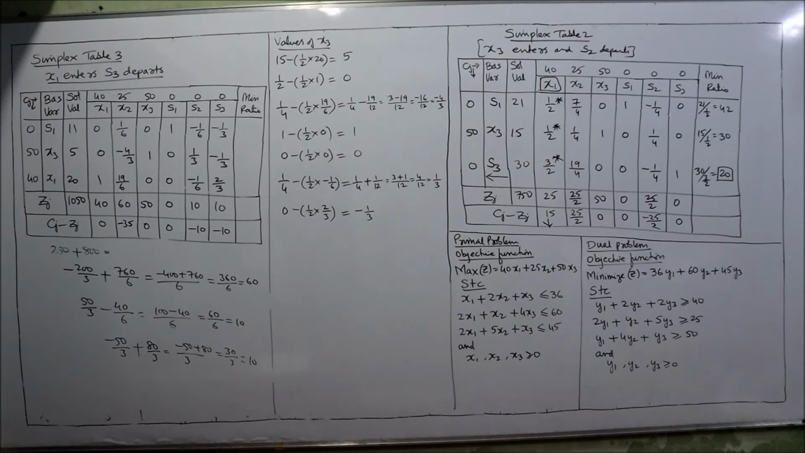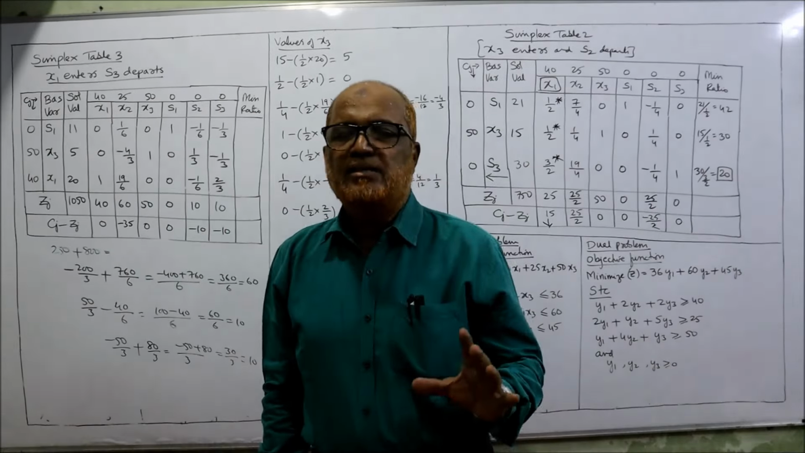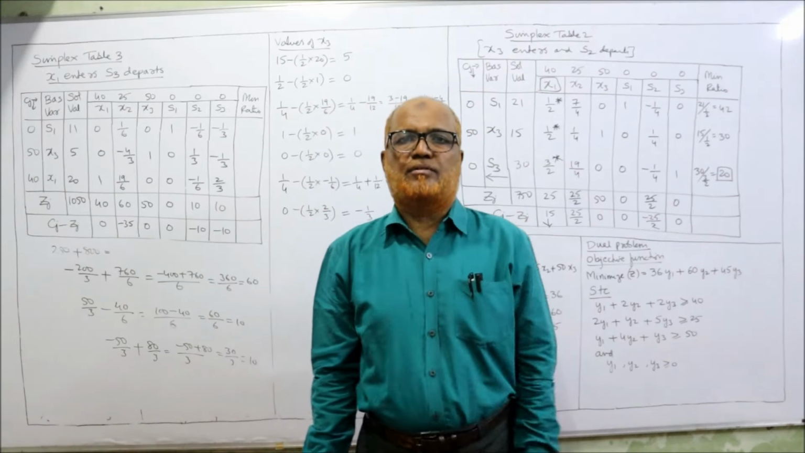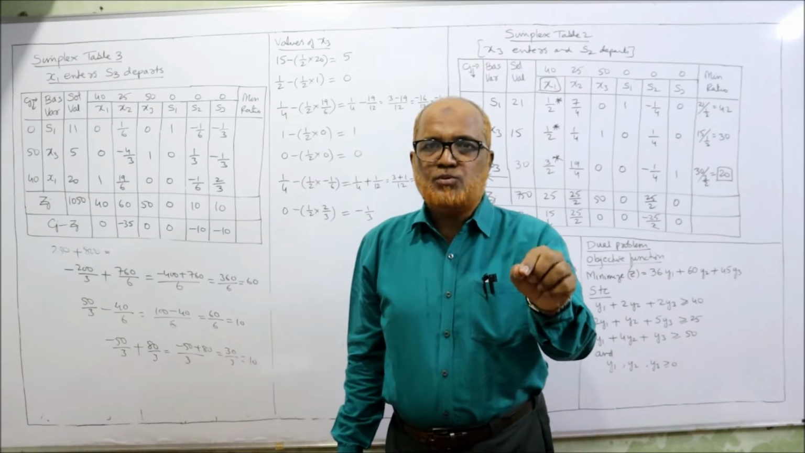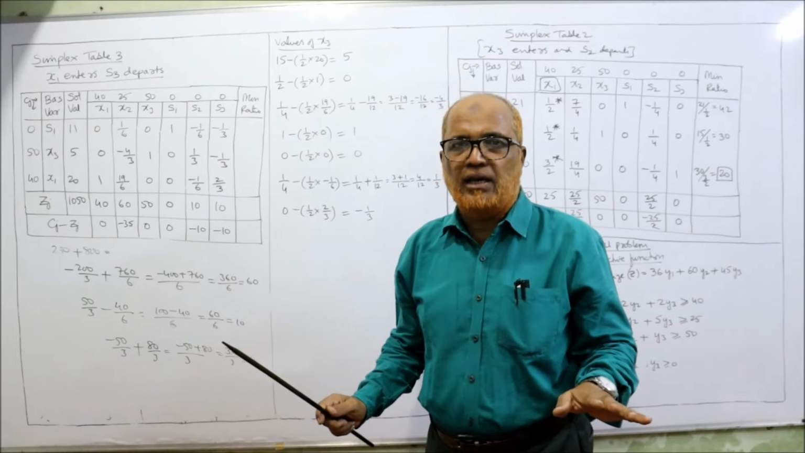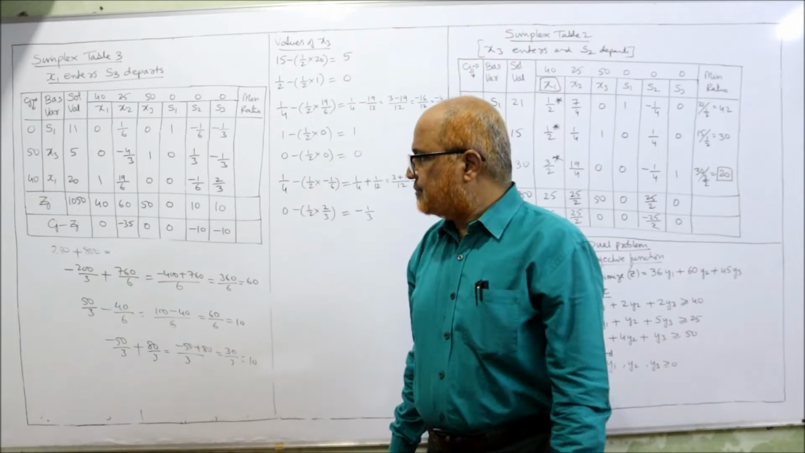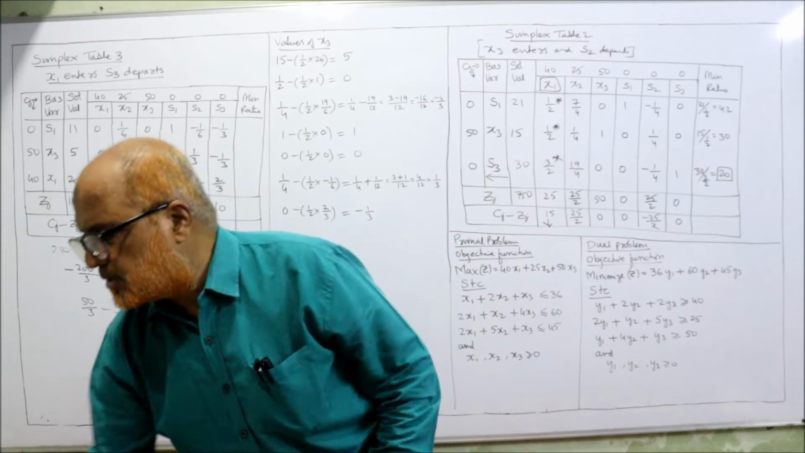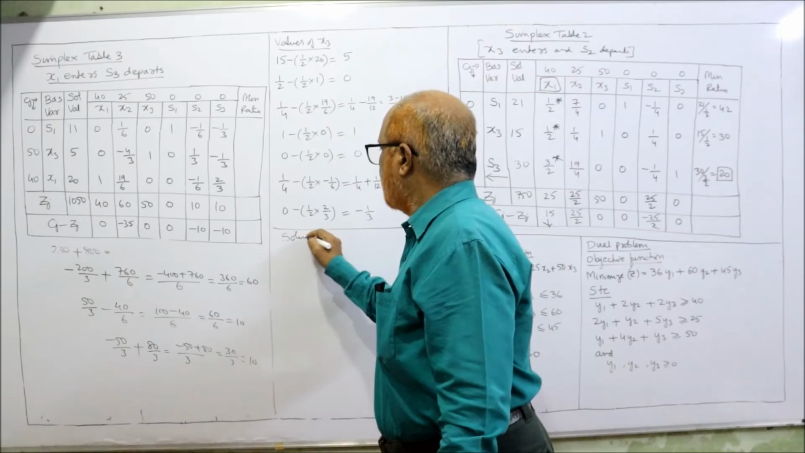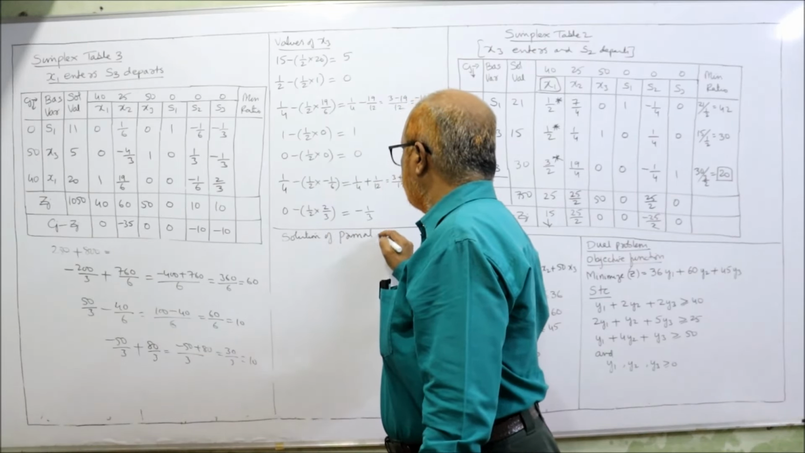There is no positive. So optimality test says, for a maximization problem, all the index row elements should be zeros and negatives. Then we reach the optimum. If there is a positive, one more table. But here we don't have any positive. We don't require any other table. This is the final simplex table. We got the answer. The answer is the solution of the primal problem.